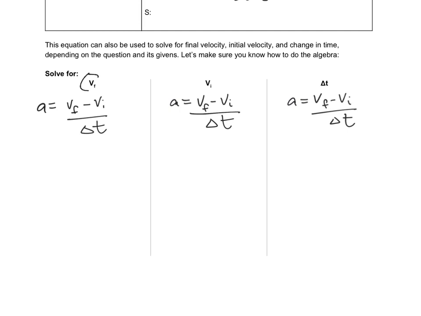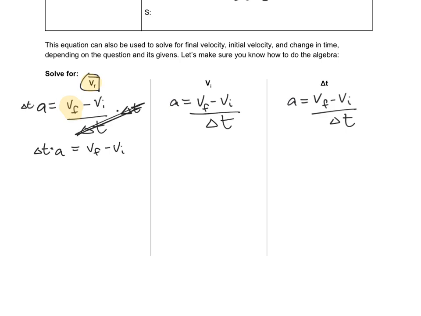On this first section, we're going to solve for VF. Now, VF is right here. So VF has two variables on its same side. It's got delta t and it's got VI. But according to order of operations, the first thing that we're going to have to do is get rid of that delta t that's in the bottom. Just going to multiply by delta t. And what you do to one side, you have to do to the other. So we're going to end up with delta t times A equals VF minus VI, because those delta t's will cancel.